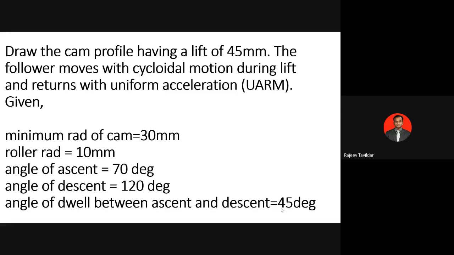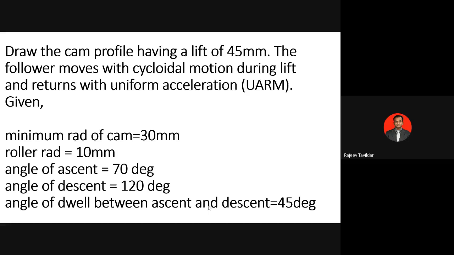So I will be taking up the next problem here, wherein we need to draw the cam profile, which is having a lift of 45 mm. It says that the follower is moving with cycloidal motion during the lift, and it returns with uniform acceleration, also known as UARM, which stands for uniform acceleration and retardation motion. So they have given the nature of motion of the follower during the rise and return.